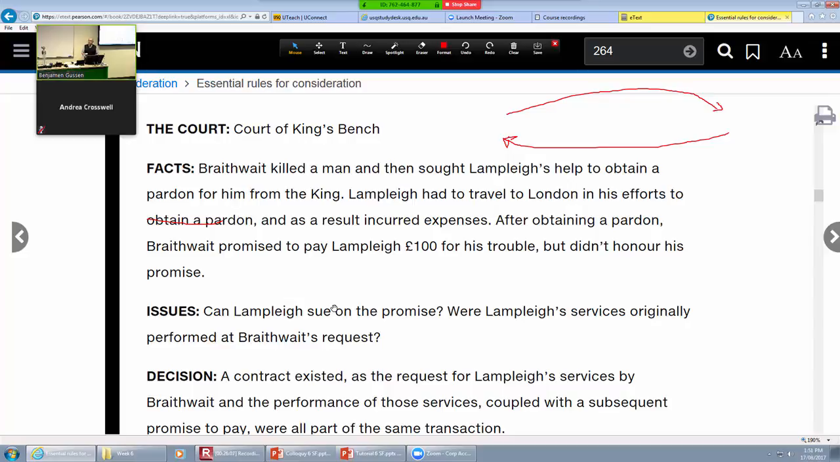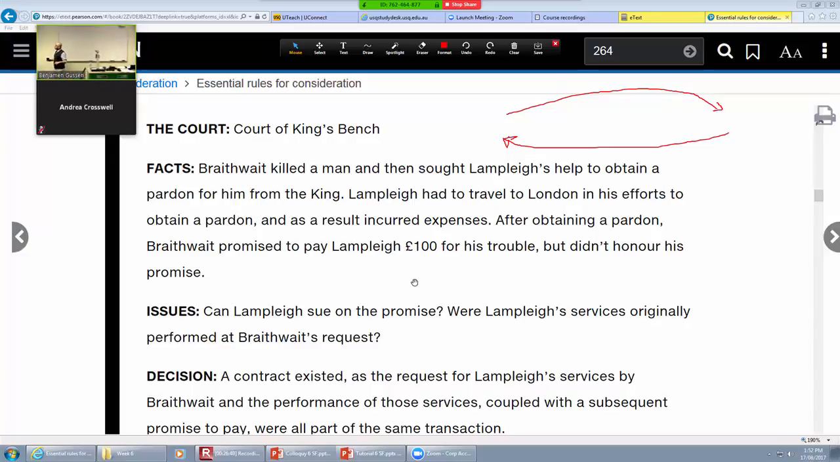Lampley had to travel to London. This is the guy who's going to get him the pardon. And as a result, he incurred expenses. Pardon obtained. After the pardon was obtained, can you see the problem already? After. Braithwaite promised to pay Lampley £100. Back then that was a huge sum. But eventually he did not honor his promise.